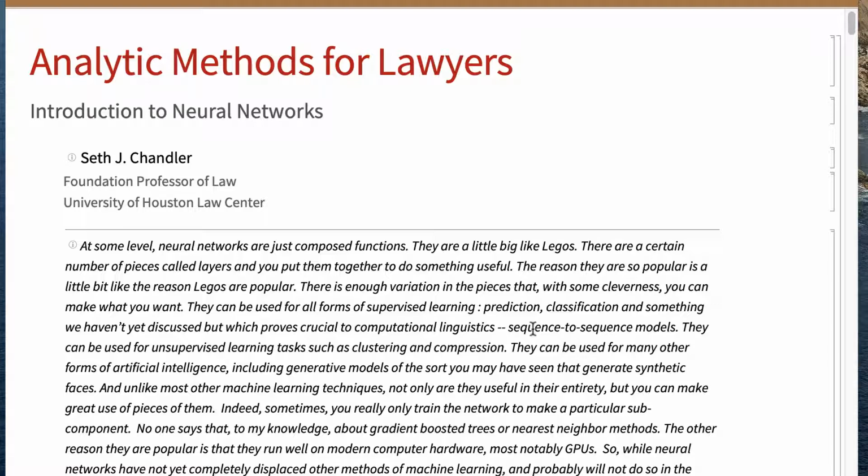And unlike most other machine learning techniques, not only is the whole network useful, but often you can make great use of pieces of them. You can recycle them. You can take, say, 70% of this network, and glom it on to another network. And indeed, sometimes, as we'll see, you train the network not really for the end result, but to actually get a good subcomponent. And no one, to my knowledge, says that you can do the same kind of thing with gradient-boosted trees or random forests or nearest neighbor methods. So that's one of the reasons they're useful.